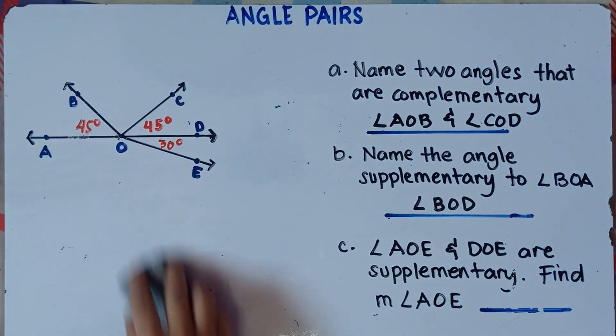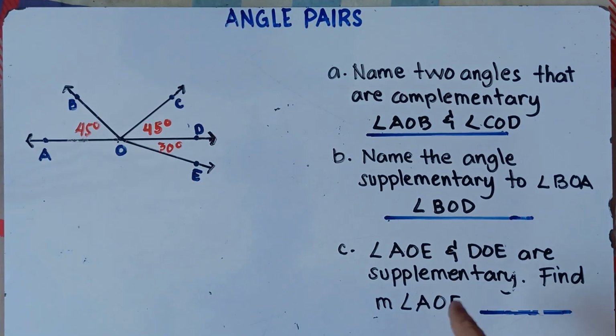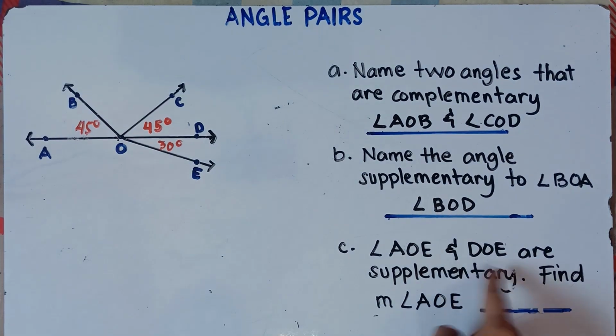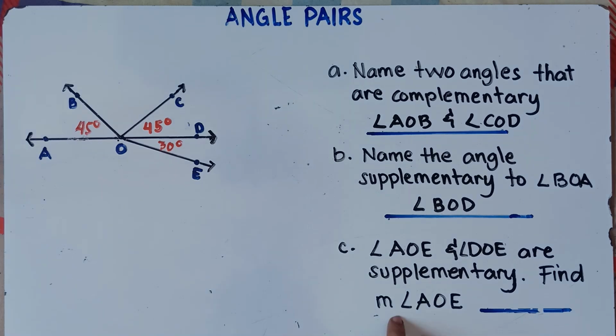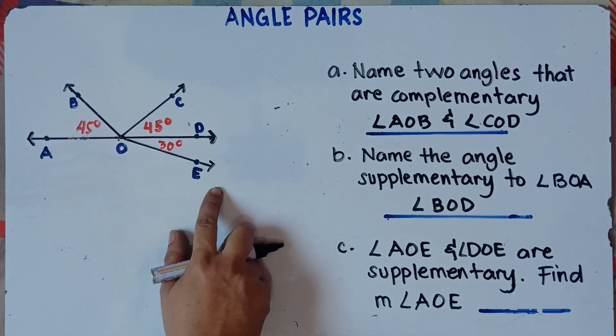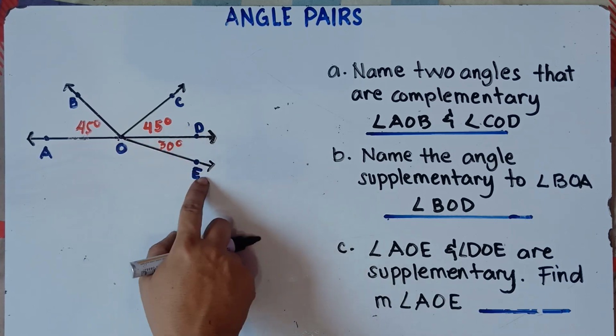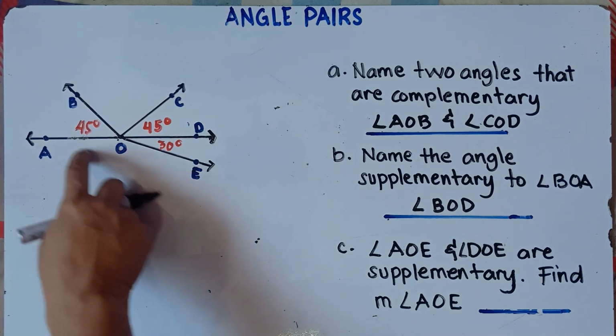Alright, so letter C: if angle AOE and angle DOE are supplementary angles, find the measure of angle AOE. Once again, angle AOE and angle DOE are supplementary angles, find the measure of angle AOE. So what will be the measure for this one, class?